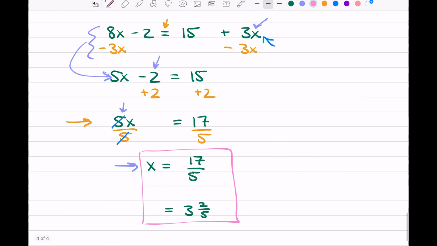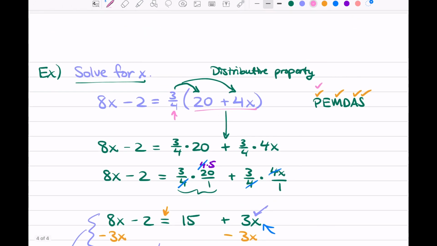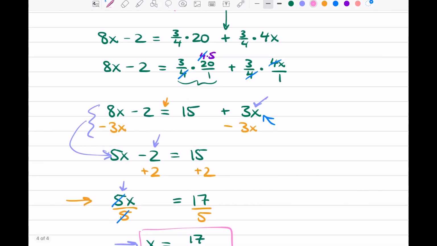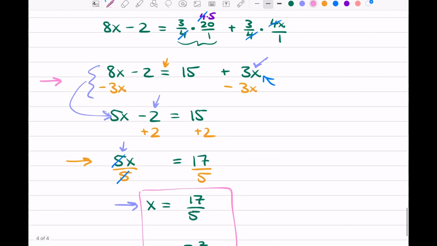So that is what an equation is. We have something equal to something else, and we have to do operations such that we do the same thing to both sides. And we do operations that undo what's going on so we can get x by itself.